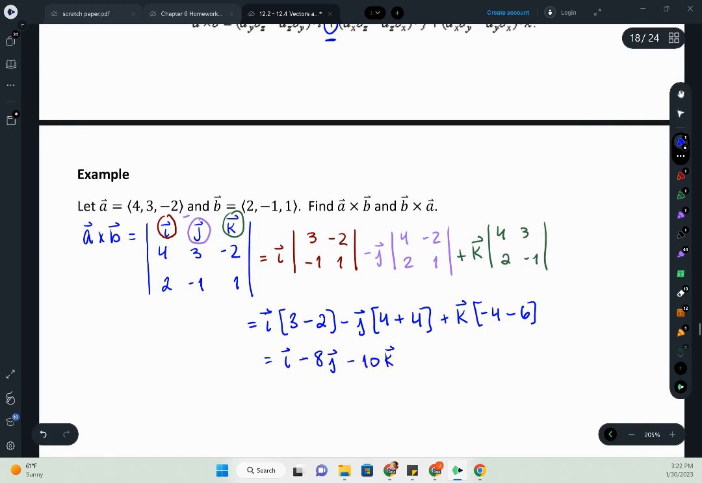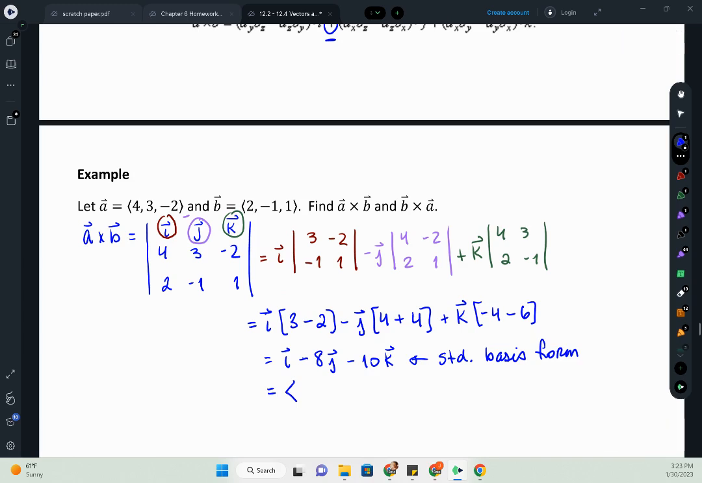This is the standard basis form that we learned last time for vectors. And of course, the equivalent form would be to drop the i, j, k and use angle brackets and use the constants that are in front of i, j, and k. So we'd have 1, -8, and -10 for our vector.